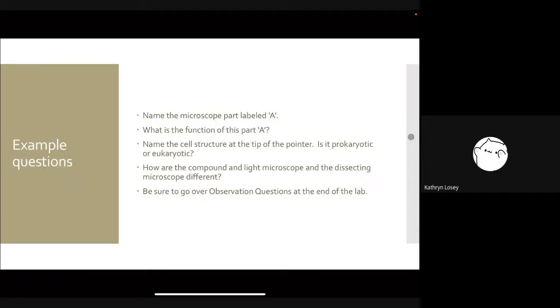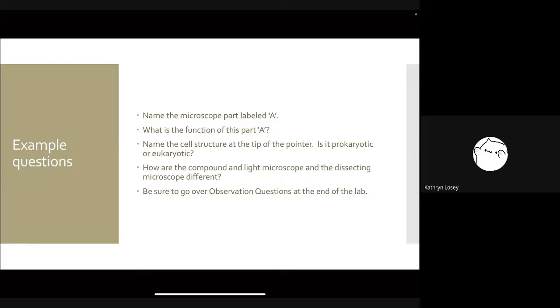Okay, so some examples that you could see from this part of the lab practical. Name the microscope part labeled A. It could be the compound or the dissecting. What's the function of that part? Name the cell structure at the tip of the pointer. Again, for the cheek cell, it was nucleus, cytoplasm, plasma membrane. Is it prokaryotic or eukaryotic? Remember, if you can see any of those internal structures, then it's eukaryotic.